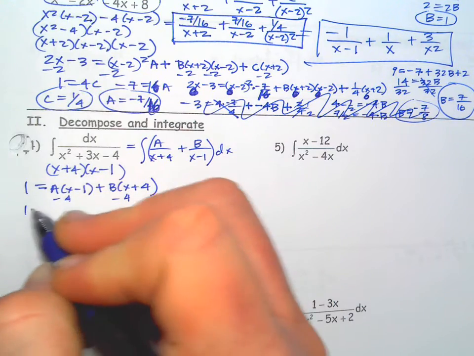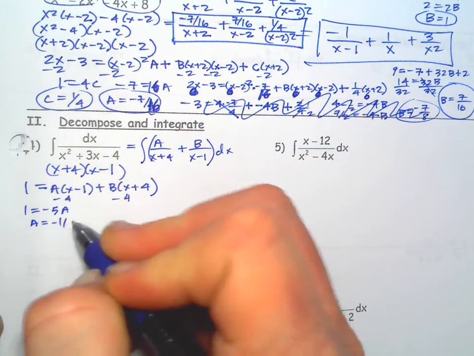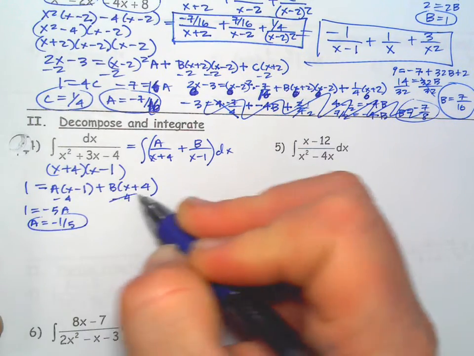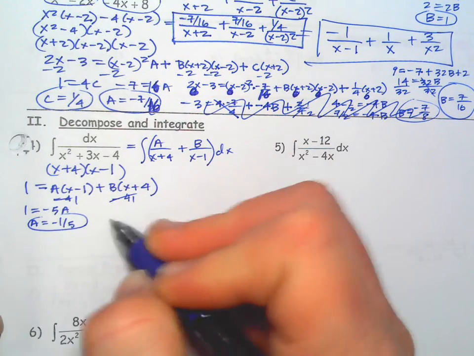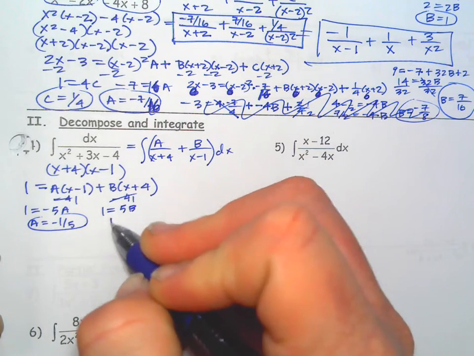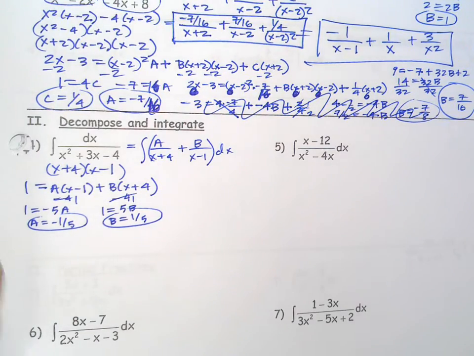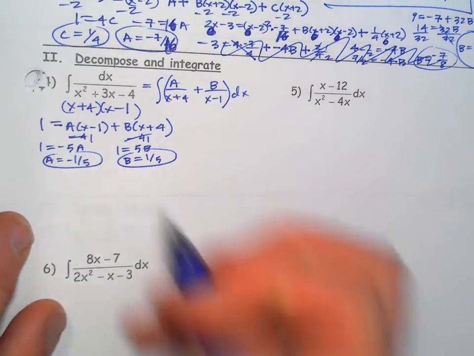It'd be 1 equals negative 5A, so A equals negative 1/5. And we could plug a 1 in, and that'd be 1 equals 5B, so B equals positive 1/5. And so now we can go ahead and rewrite it.